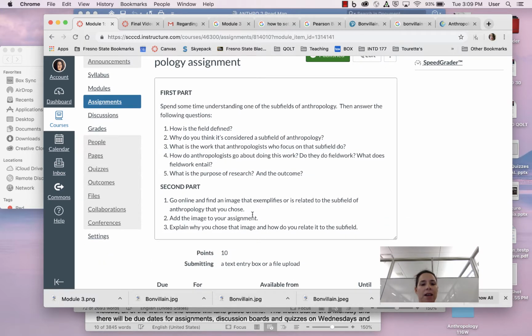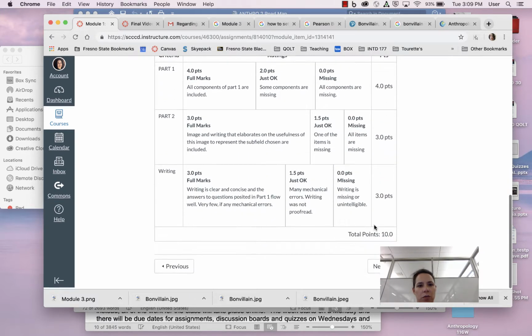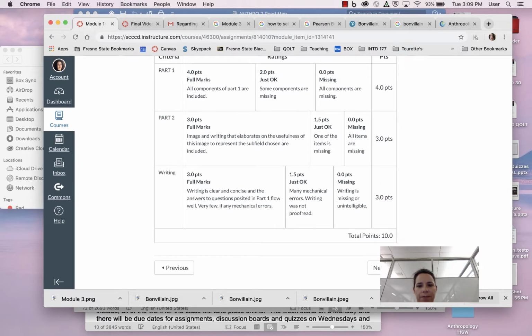The second part is for them to go online and find an image that exemplifies or is related to the subfield of anthropology that they chose. They add the image to the assignment and then they explain why they chose that image and how it relates to the subfield. And at the end here is the rubric on how I'm going to grade them for this assignment.